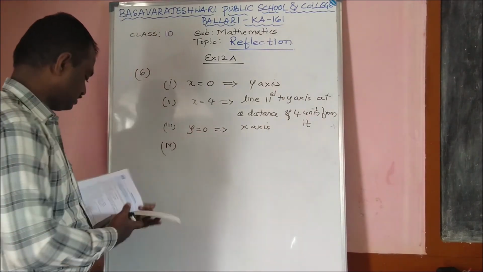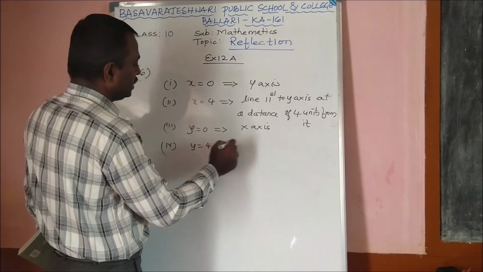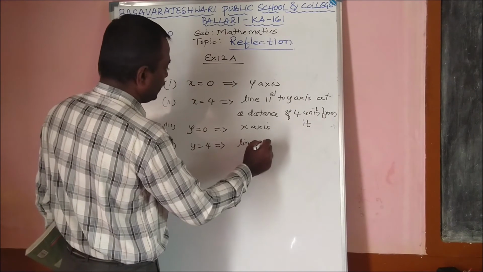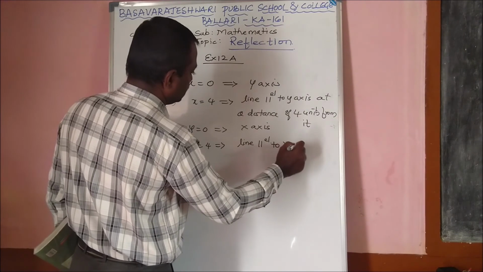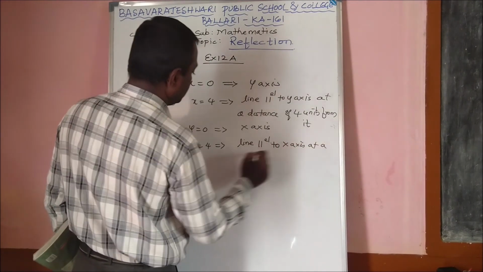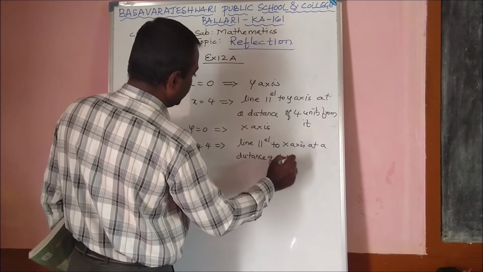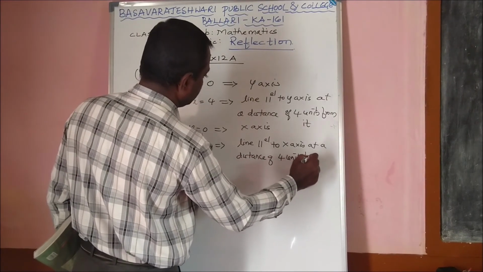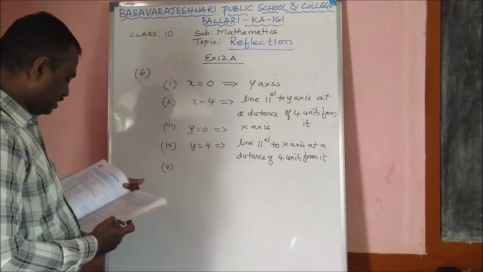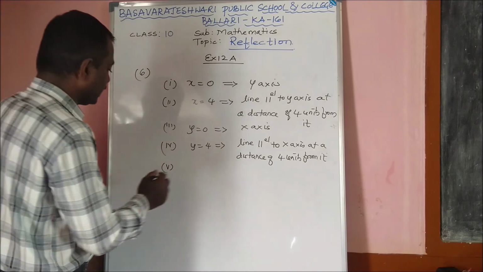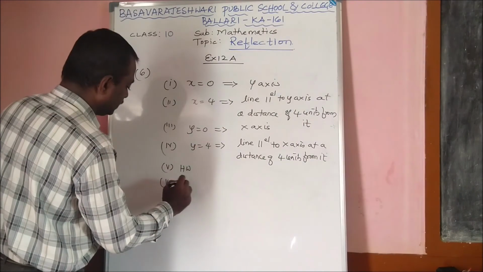Fourth, y equal to 4 means a line parallel to the x-axis at a distance of 4 units from it. The fifth and sixth we have to take as homework.